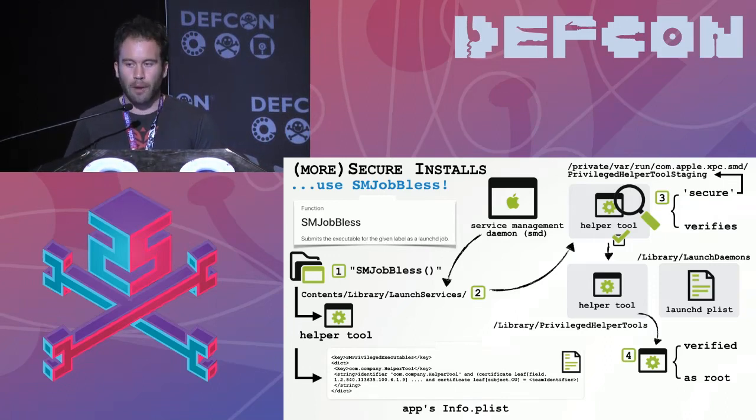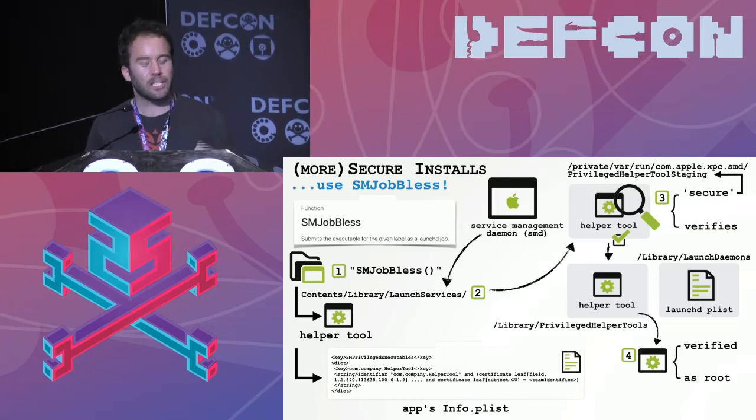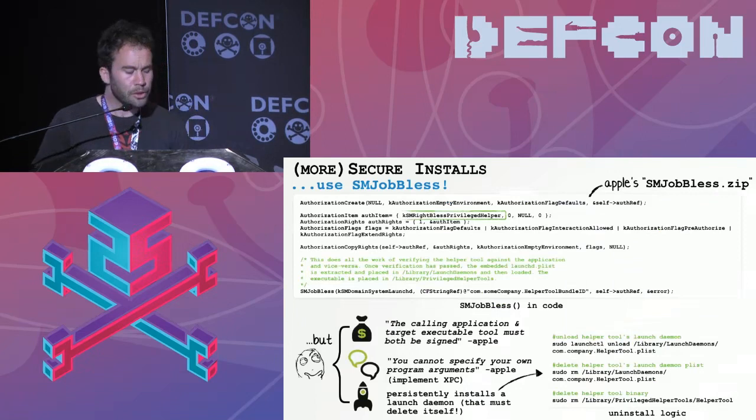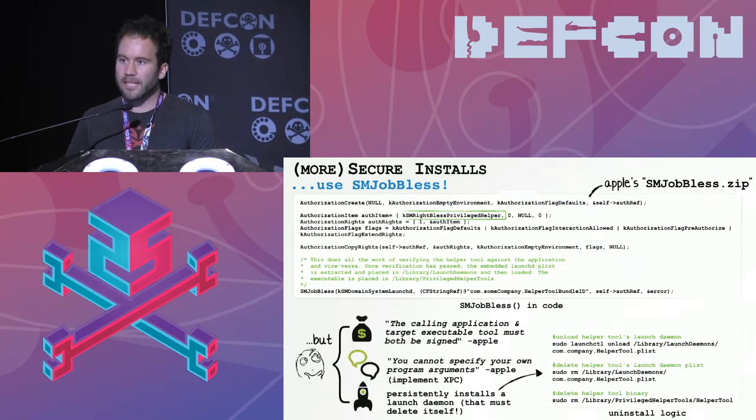Then you invoke SMJobBless, which will cause the service management daemon to copy your helper application into a secure location. Then, in that secure location, it is cryptographically verified that it hasn't been tampered with. Only then, once that verification is validated, it's copied to the system launch daemon directory and executed as root via a launch daemon. So here's code to do it. You can see it's actually not too complex in code once you get everything set up. And again, this will allow you to securely install and execute something with higher privileges that local malicious code cannot tamper with.